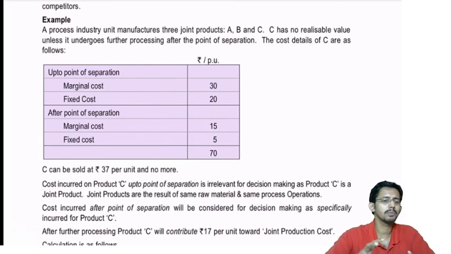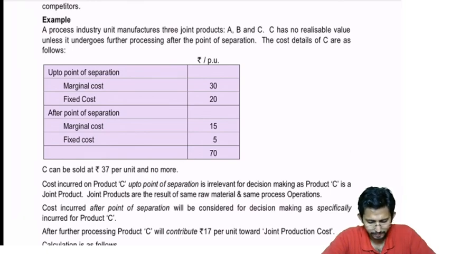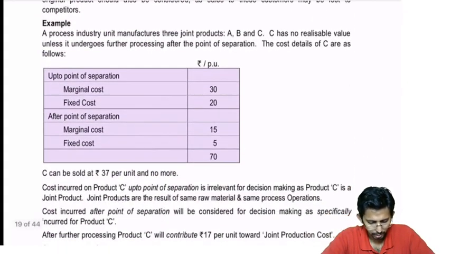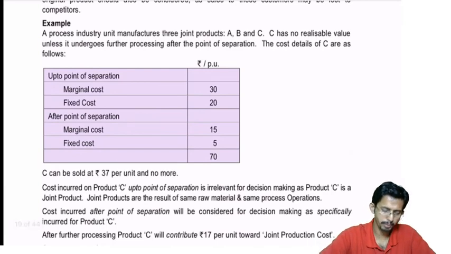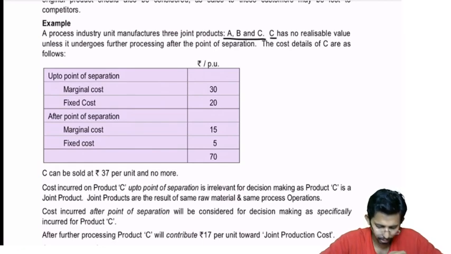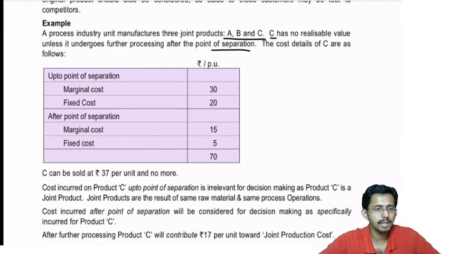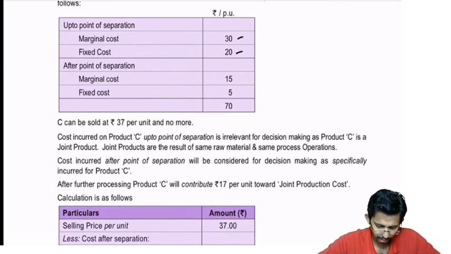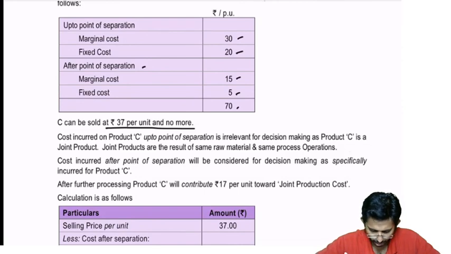So both question as well as answers are given together. So I will just read it. A process industry unit manufactures 3 joint products A, B and C. C has no realizable value unless it undergoes further processing after the point of separation. The cost details of C are as follows. Up to the point of separation, there is marginal cost 30, then fixed cost 20. After the point of separation, it is 15, 5 and 70. C can be sold at 37 per unit and no more.